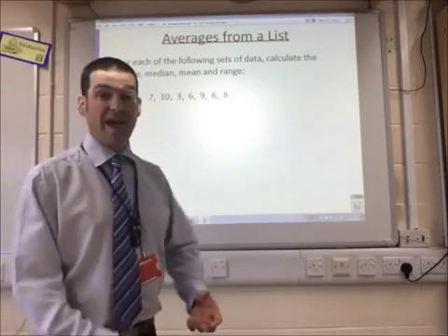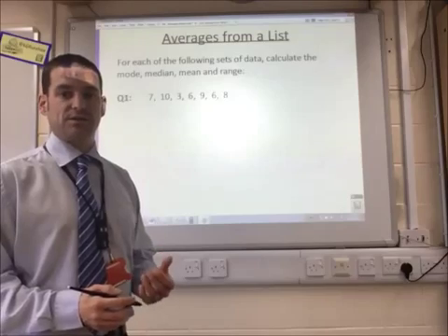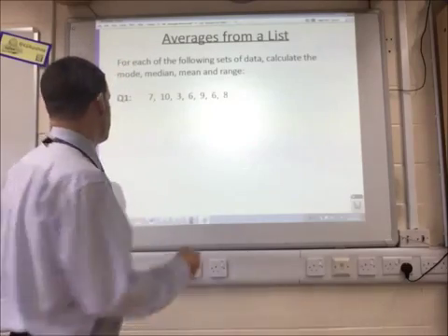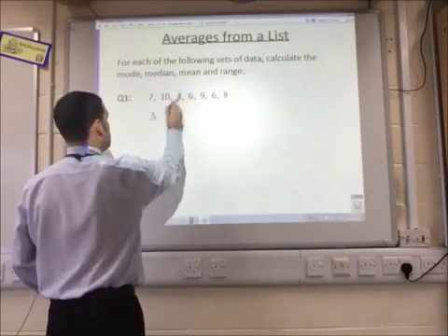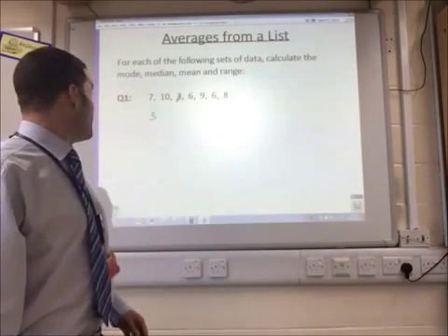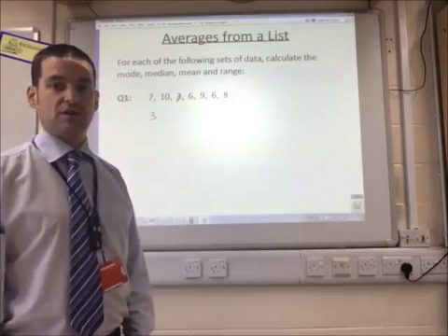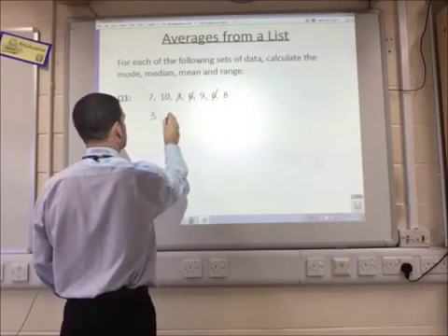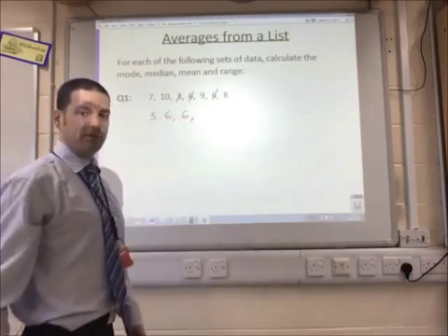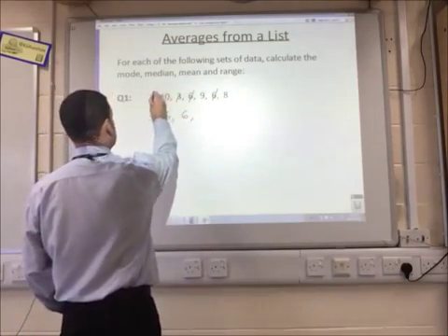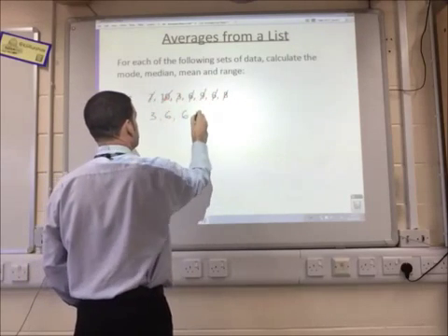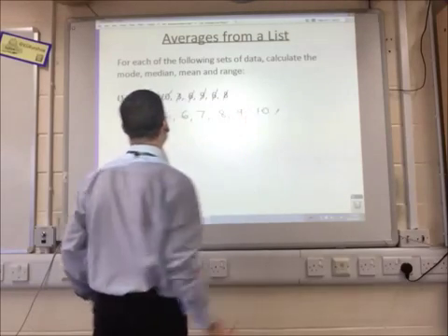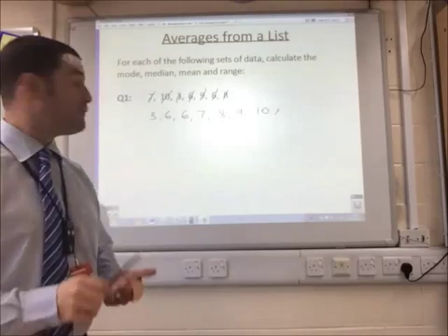Okay, the first thing I would do for any of these, before you start, I think a sensible starting point is to put the numbers into order before we answer any of the questions. So I'm going to do that first. The smallest number is the 3, and it's probably a good idea to cross them off as you go to make sure you don't miss any out. So after the 3 I've got a couple of 6s, and 7, 8, 9, 10.